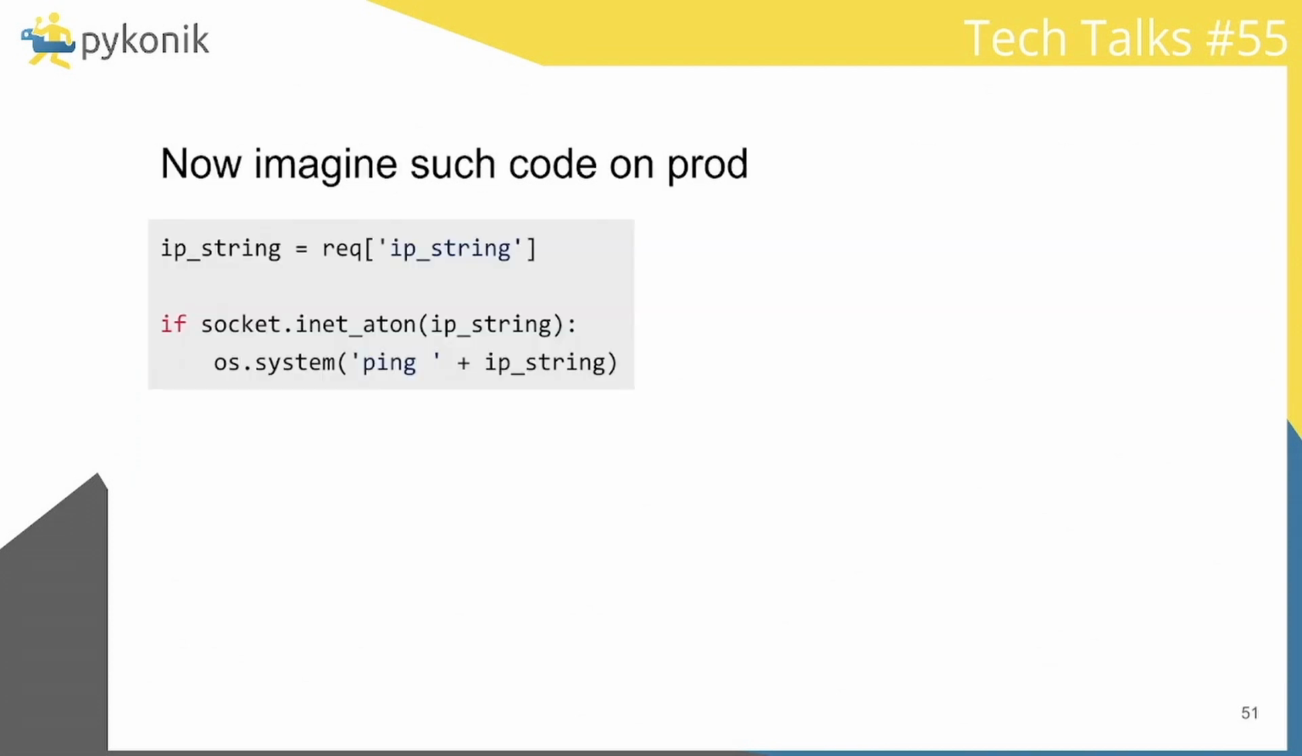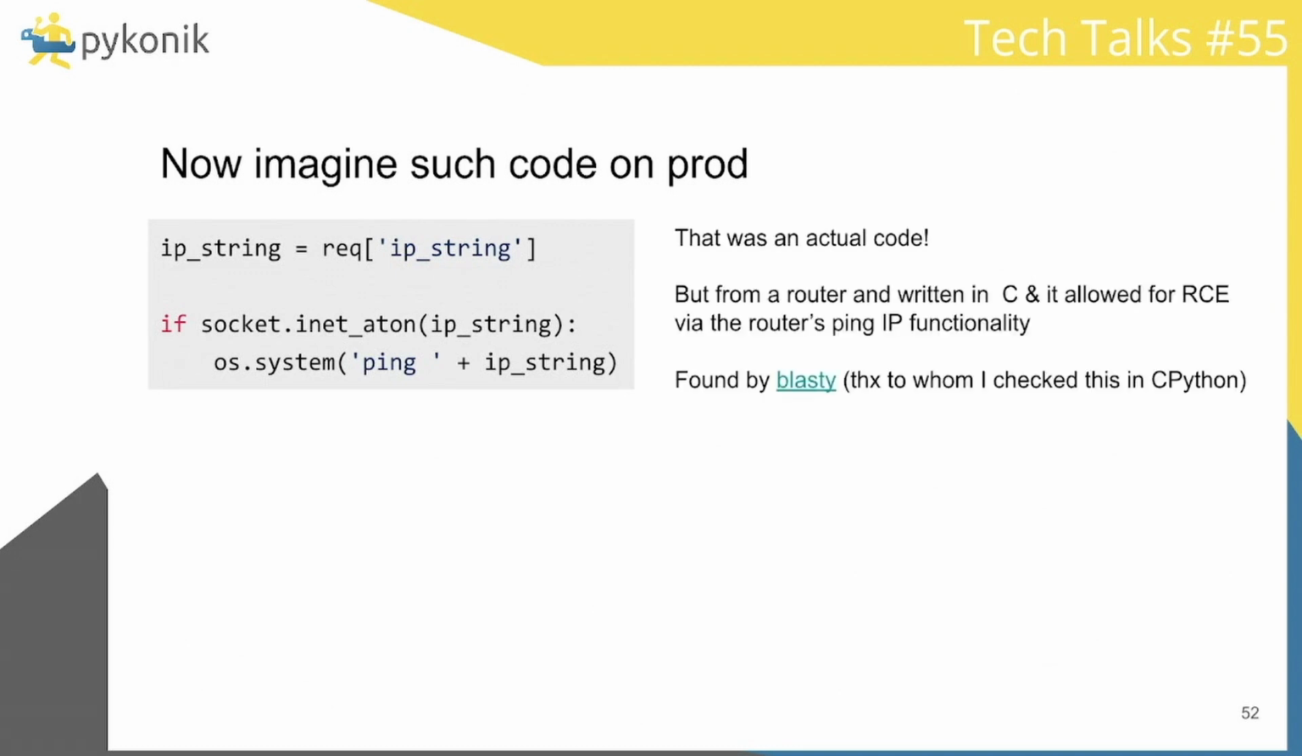And what if you had a function like this, where you take the IP string from some request, check it with an if condition or maybe try except, and then call os.system with ping. Do you think someone did that? Yes and no. They did so, but not in Python, they did so in C. This was actual code written in C, and I translated it to Python.